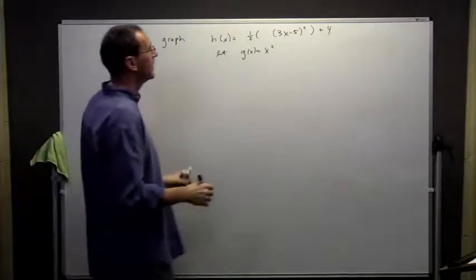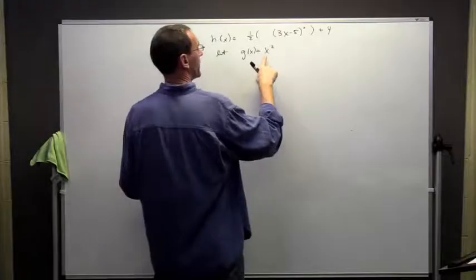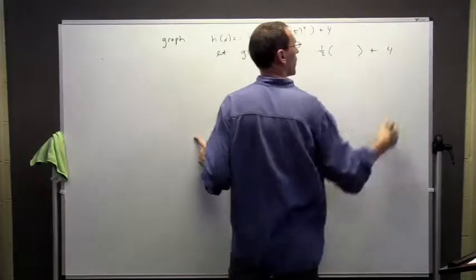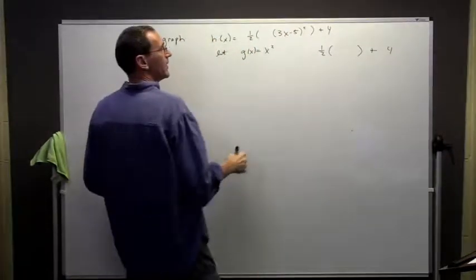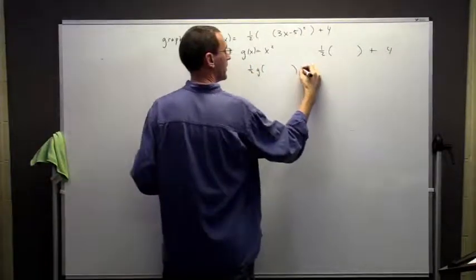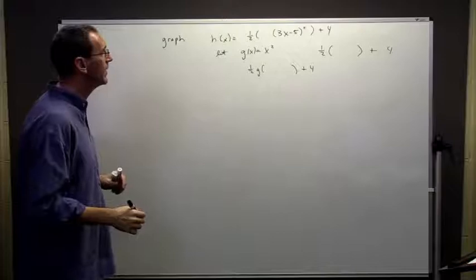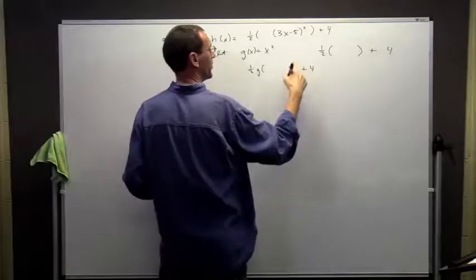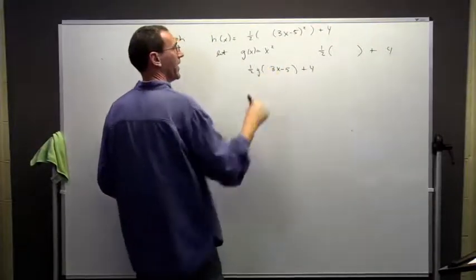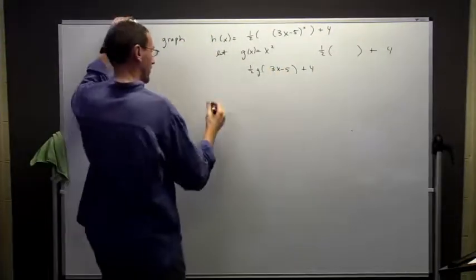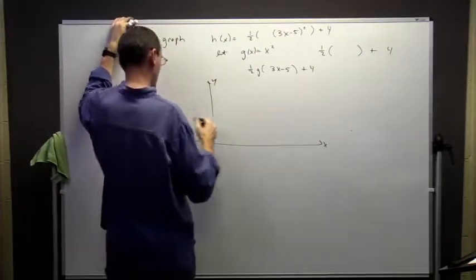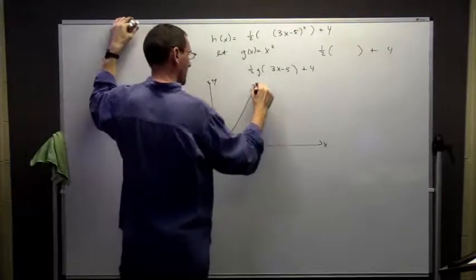Okay. What am I doing here? I am taking this thing, I'm multiplying it by a half and adding 4. So this is going to be 1 half g plus 4. And then on the inside, whatever I'm squaring, it's this whole thing. So this says take that quantity and square it. So if I can graph g, I can graph this now. What is g? g is just a parabola.